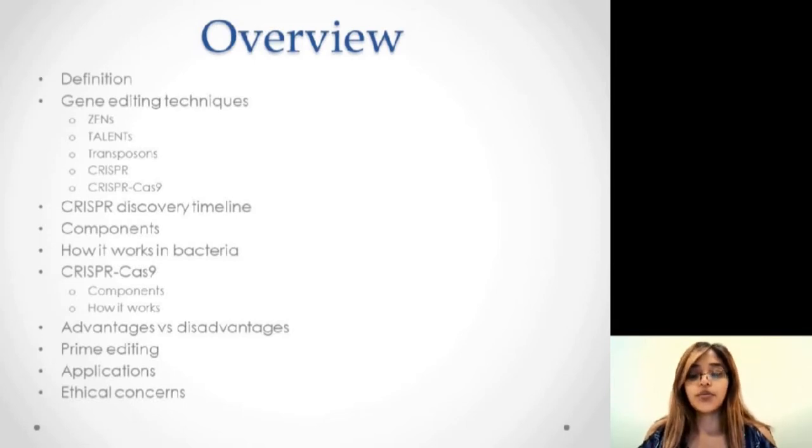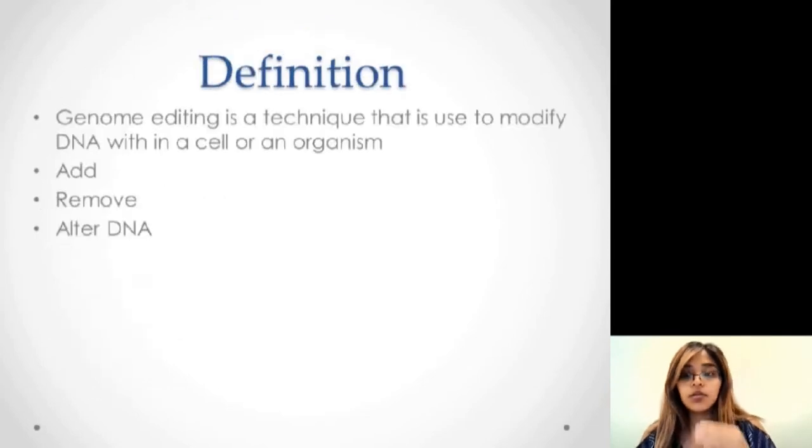After that, we will go ahead and talk a little bit about a new gene editing technique that just came out last week called prime editing. And then we're going to go ahead and talk about the applications and the ethical concerns of CRISPR-Cas9. So genome editing is a technique that is used to modify DNA within a cell or organism. It either adds, removes, or alters DNA at a specific sequence.